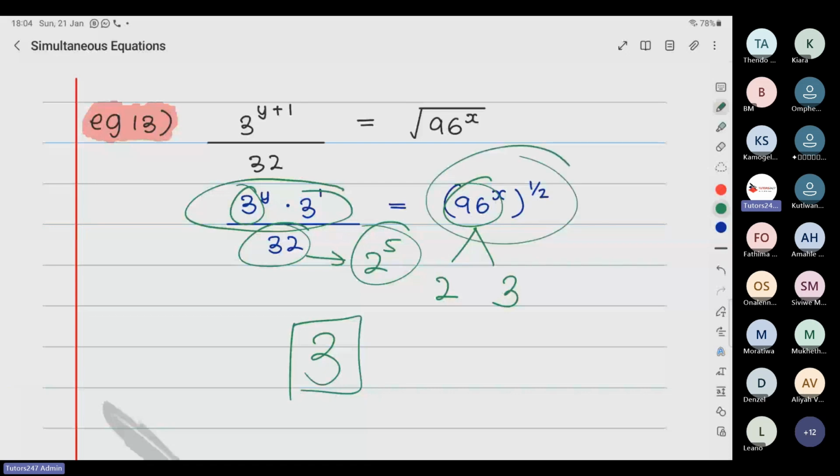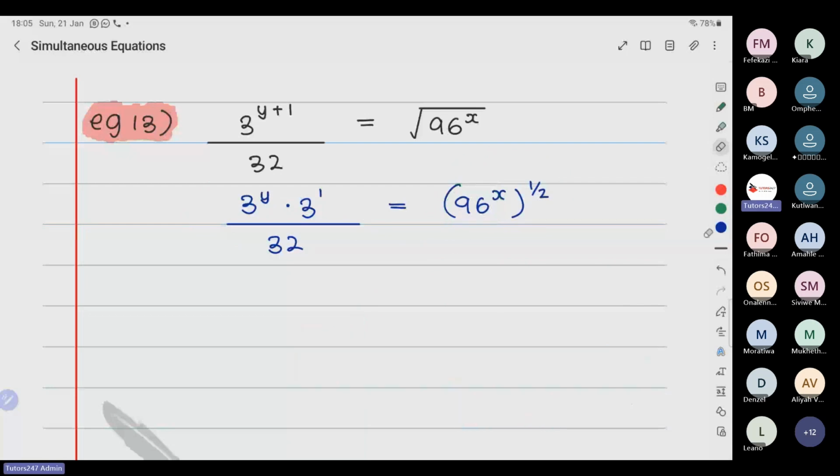So from here, we need to break up 96, right? We know that 96 can be broken up into 3 times 2 to the power 5, because we know that 32 times 3 is 96, and 32 is 2 to the power 5, right? So we are now basically going to break up 96 into 2 to the power 5 times 3. That's all we are now going to do. So let me just erase this so we can get started.